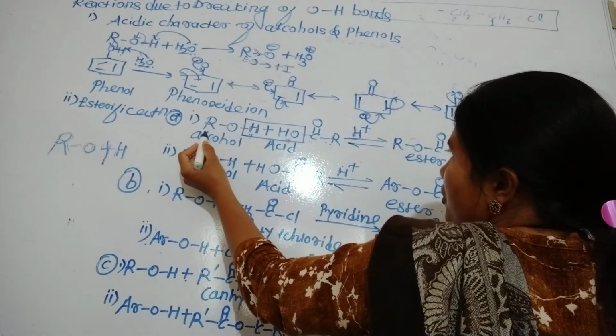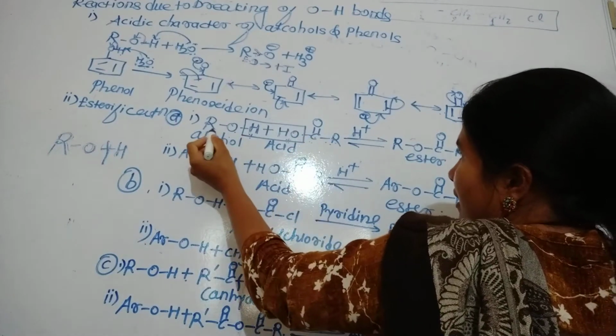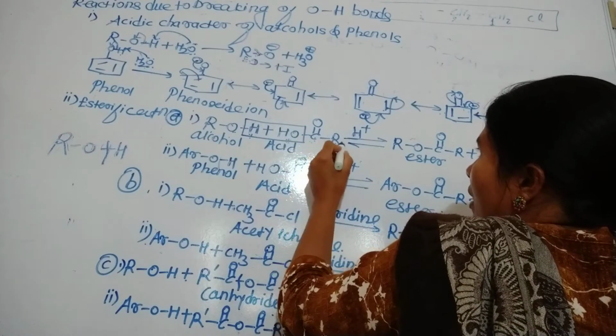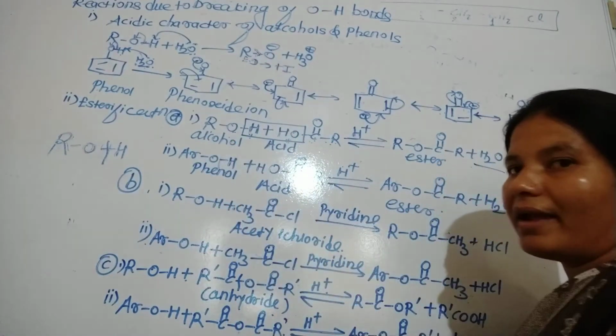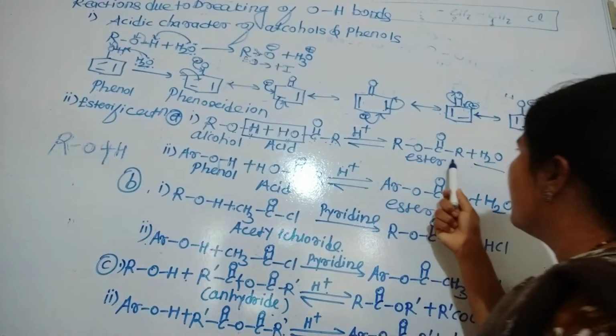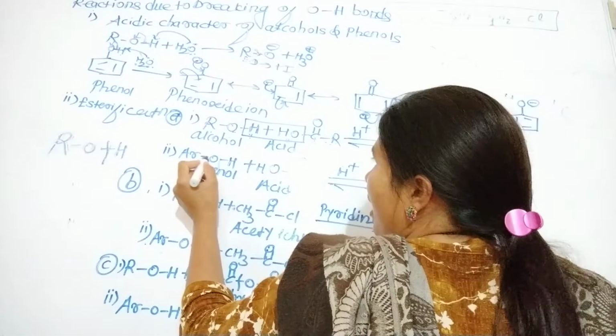Here bond formation takes place between RO and C double bond OR. You can see there are two fragments, RO minus and C double bond OR plus. They can combine together and form RO-C double bond OR. That means your ester is formed here. You can do the same reaction with phenol.